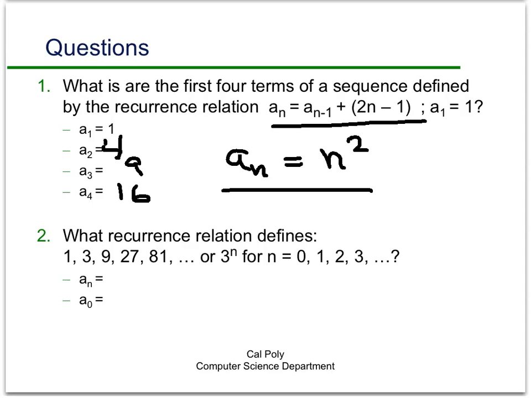Finally, thinking about this recurrence relation, if we're going to start at 0, we want a0 to be equal to 1. You can think of this as 3 to the 0, which is equal to 1. And then what's a sub n going to be equal to? a sub n will be equal to 3 times a sub n minus 1. And in that way, we're going to get the powers of 3.